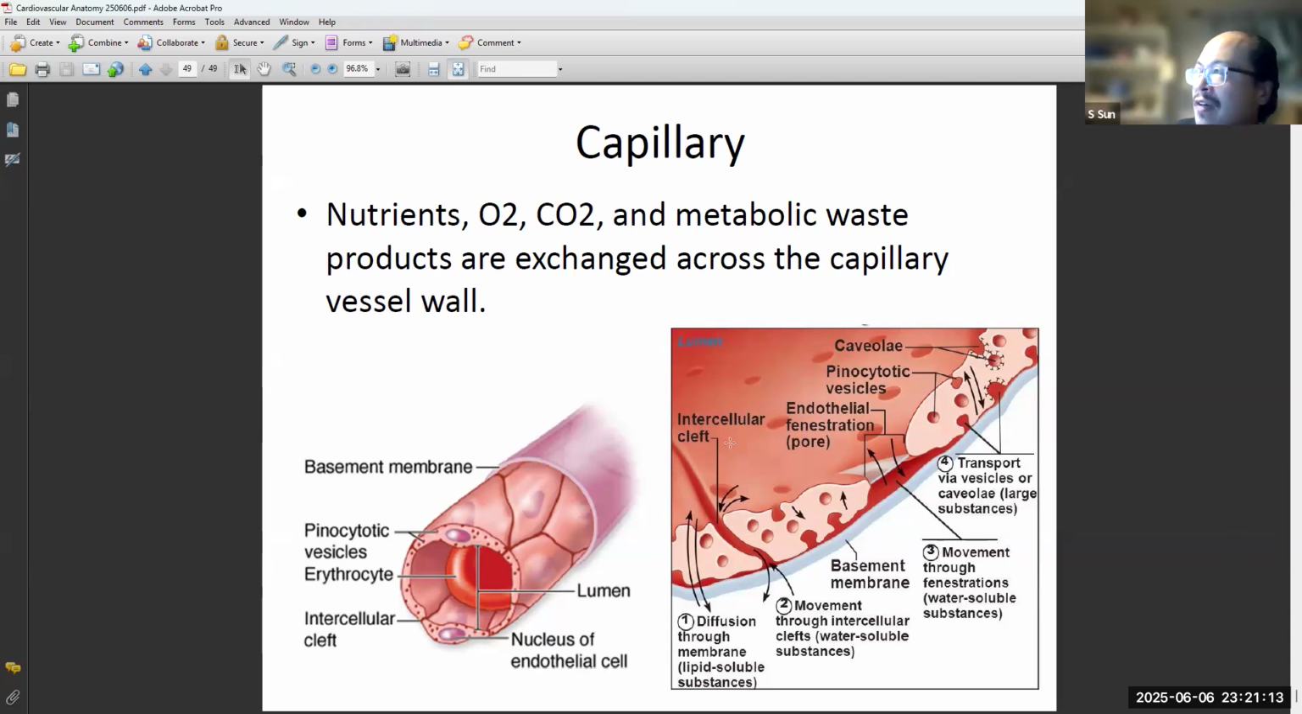And the capillary allows substance exchange. It's porous. It's only a single layer, so things can easily diffuse from the vessel into the surrounding tissue. You can deliver the oxygen out. You can also transport CO2 back to the vessel. So capillary is a place where you can have the substance exchange. So that's everything you need to know about the cardiovascular system.